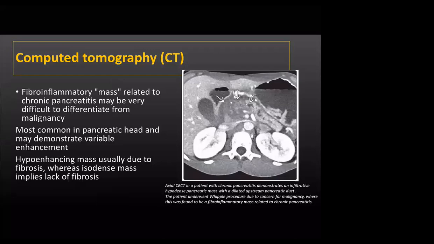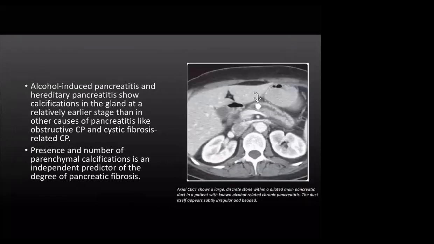Alcohol-induced pancreatitis and hereditary pancreatitis show calcification in the gland at a relatively earlier stage than other causes of pancreatitis, and the presence and the number of parenchymal calcifications is a predictor of the degree of pancreatic fibrosis.